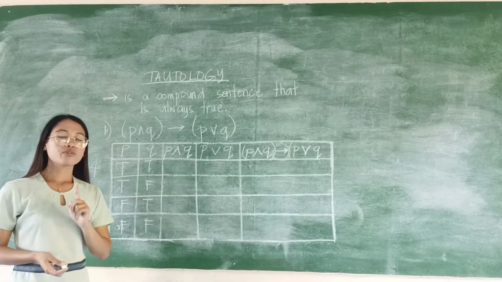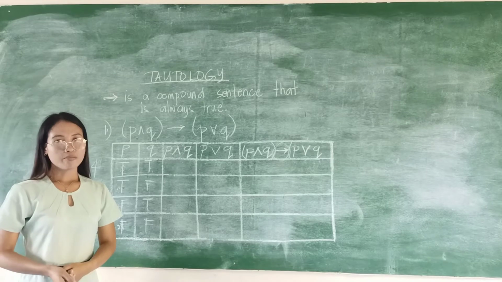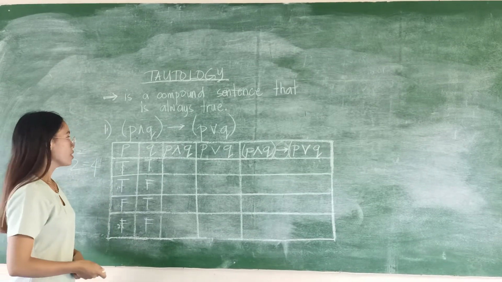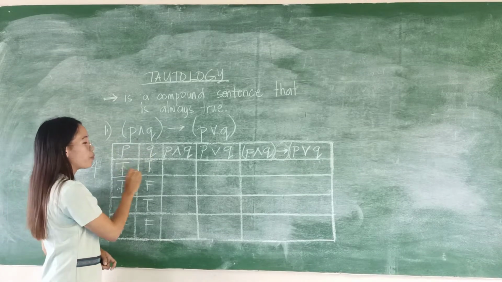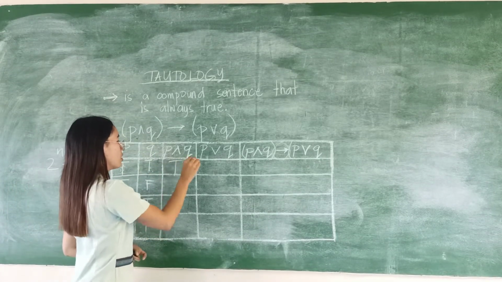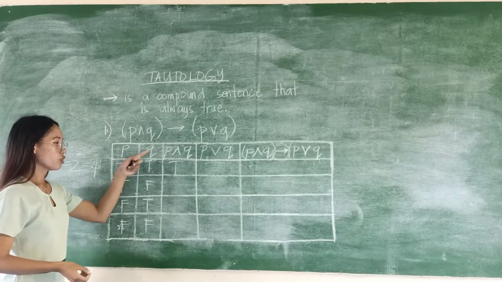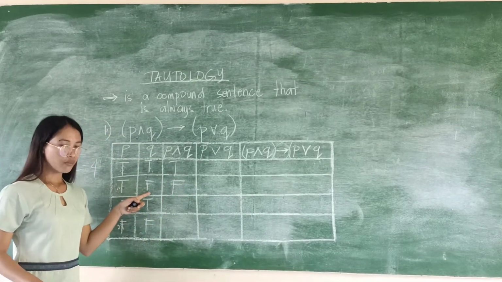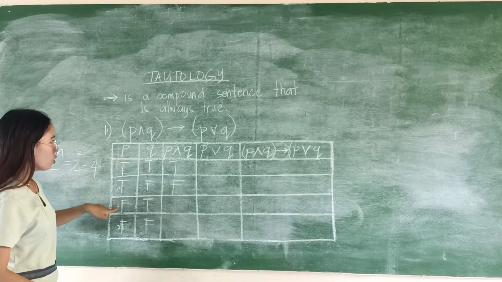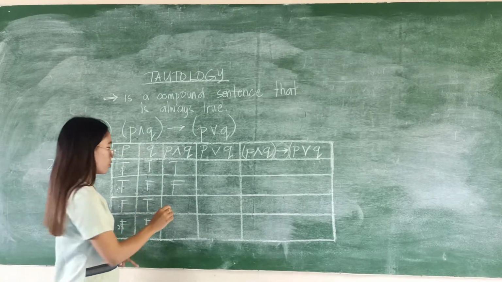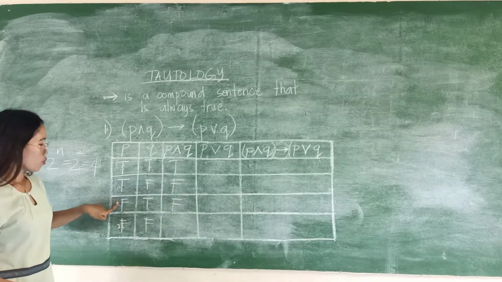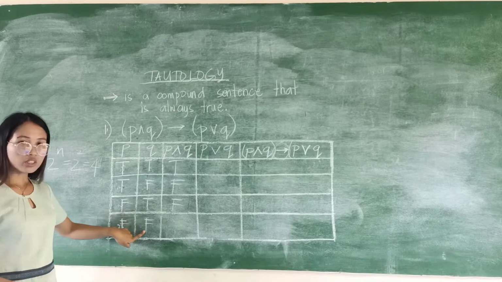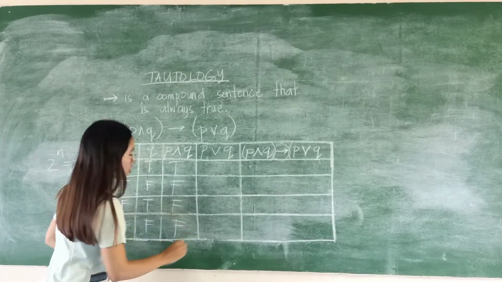So remember the rules for AND. The entire statement will be true if both statements are true. So let's begin. So statements P and Q are both true, then it is true. Then P true, Q false, it is false since one of the statements is false. Then P false, Q true, then that is also false because one of the statements is false. Then last, P and Q are both false, then that is also false.